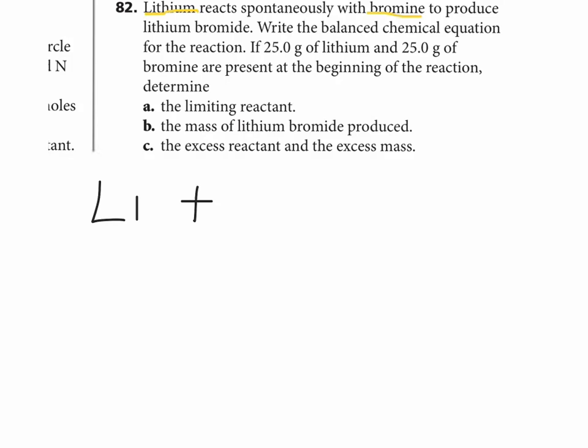So you have lithium and you have bromine. You have Br right here. But bromine is the atomic element, as I was telling you, so it has to have a 2, because it is the atomic element. And it says to produce lithium bromide.